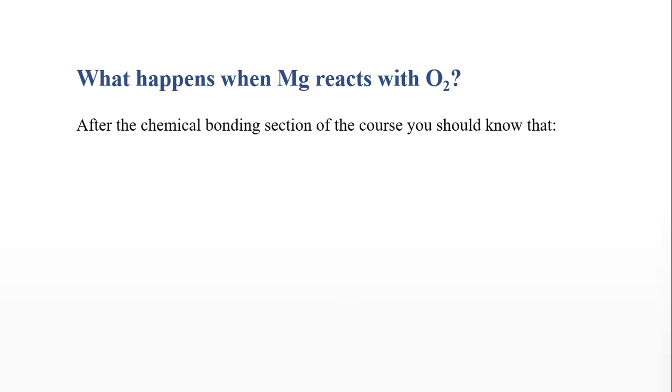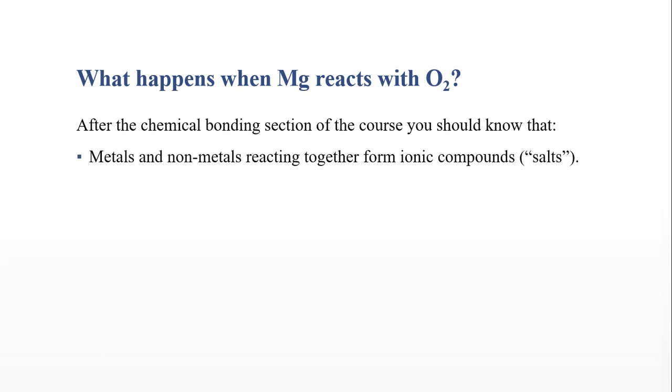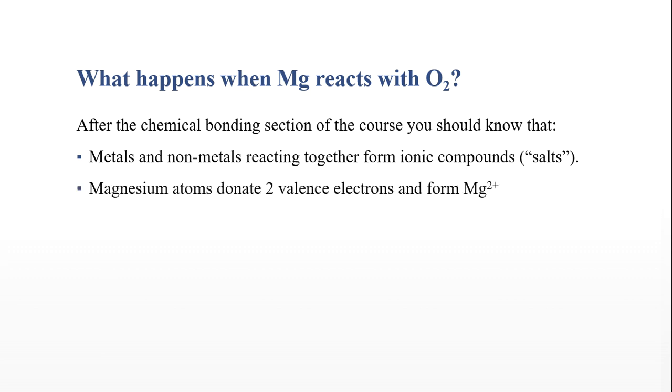After the chemical bonding section of the course, you're supposed to know quite a few things. It's not the complete course, sorry. You should know that metals and nonmetals combine in reactions to form ionic compounds, which in layman's terms we like to call salts. Magnesium atoms donate 2 valence electrons and form magnesium 2+ ions.